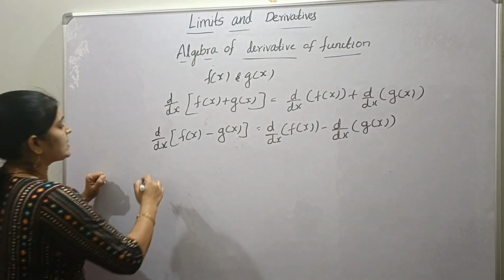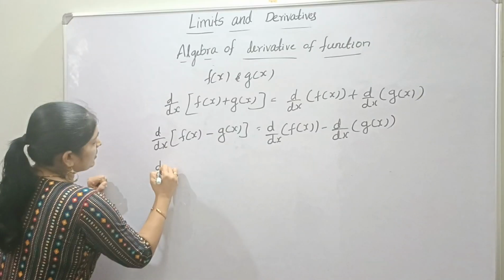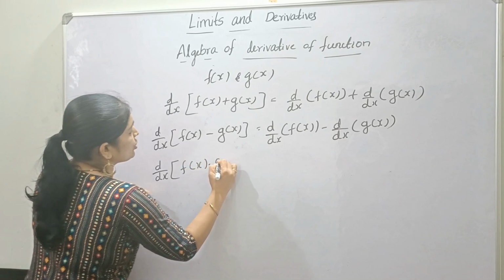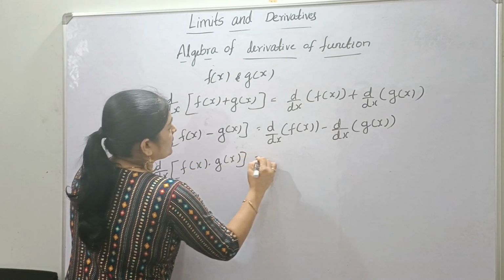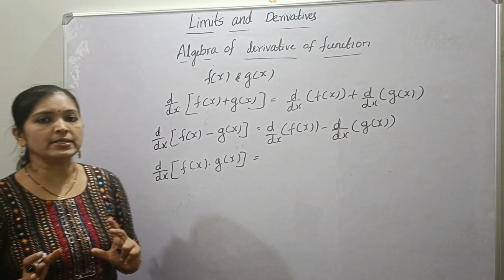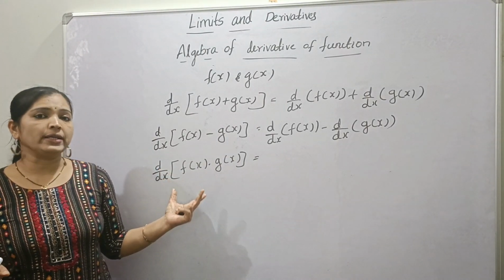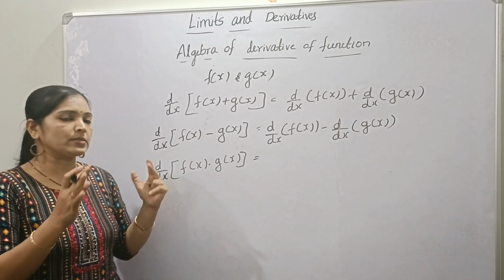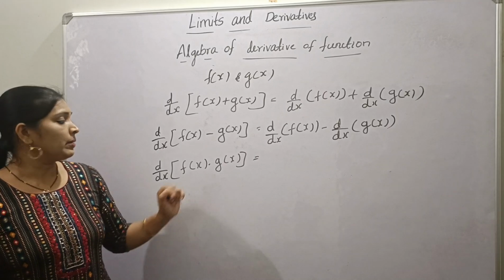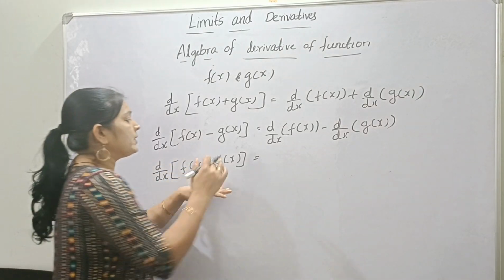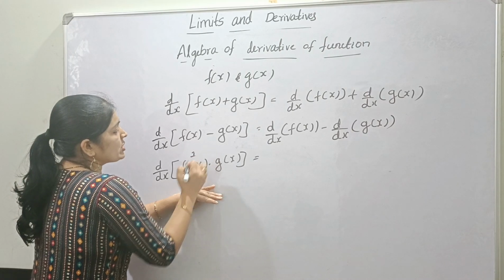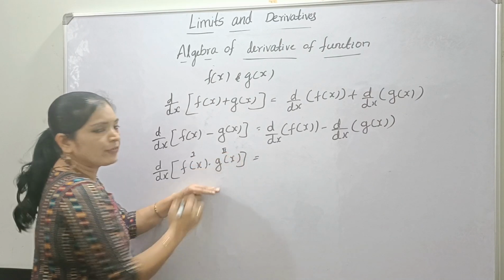Next is the product. d/dx of f(x) into g(x) is equal to, see here, a product of two functions. Here we cannot write it as d/dx of f(x) into d/dx of g(x), as we did with limits, but here it is different. For that, let us consider f(x) as the first function and g(x) as the second function.